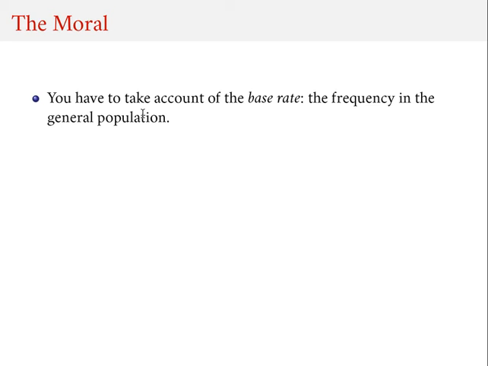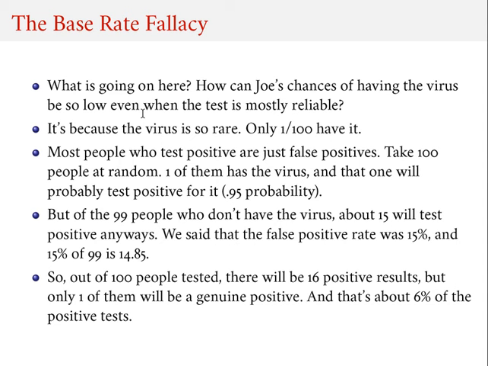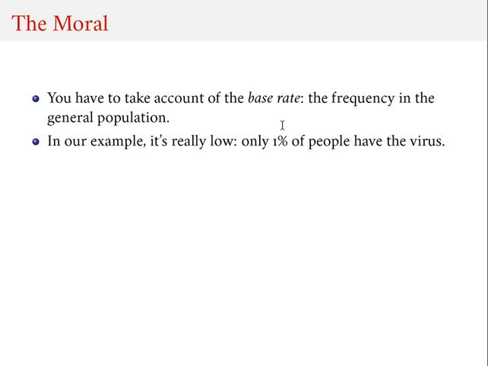So with the cab example, we saw that we have to take account of the overall frequency of blue versus green cabs in the overall cab population of the city. And in this virus example, we saw that we have to take account of the overall, or background, frequency of the virus in the population. And in our example here, this virus is really rare. Only 1% of people have it.